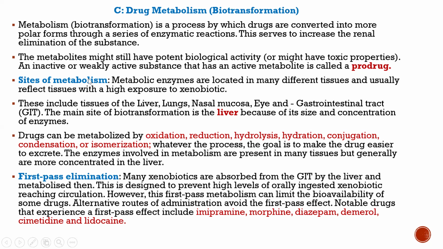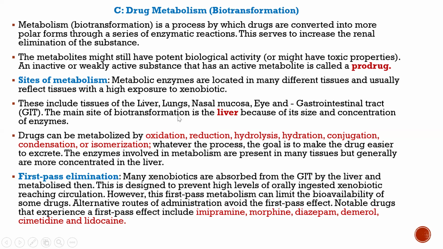Where are the different sites of metabolism? Metabolic enzymes are located in many different tissues and usually reflect tissue with a high exposure to xenobiotics. Xenobiotics are like foreign substances in the body. It can be a drug, it can be like dust, any foreign substance. Any part of the body that has a lot of xenobiotic, that's where metabolism actually occurs.